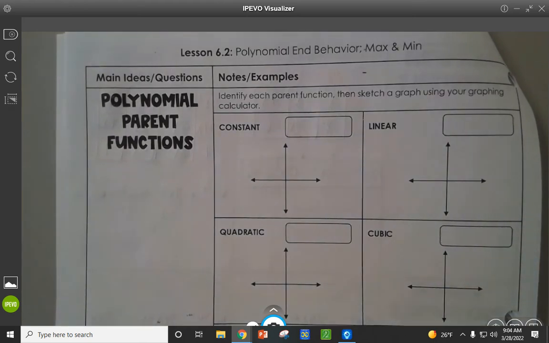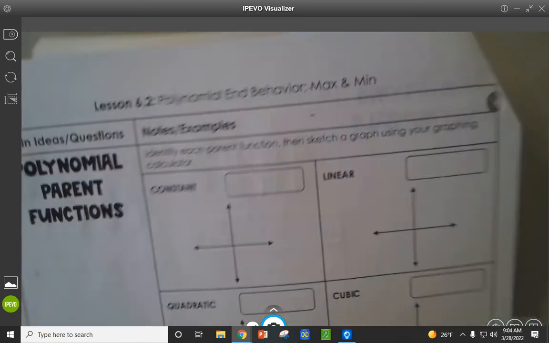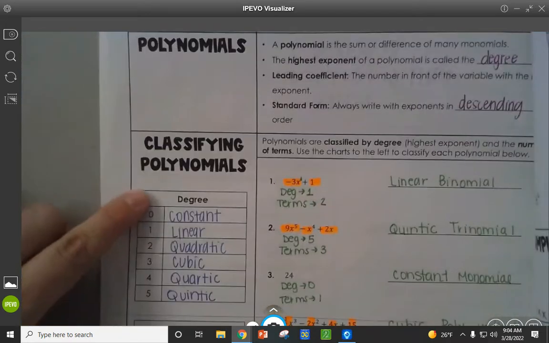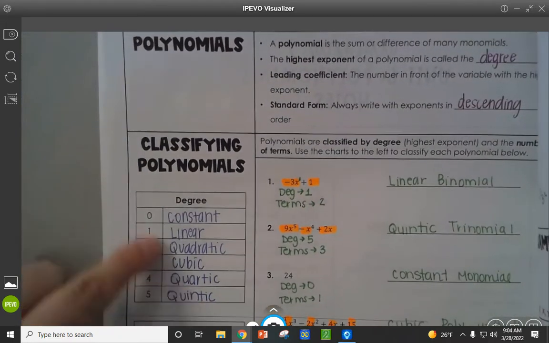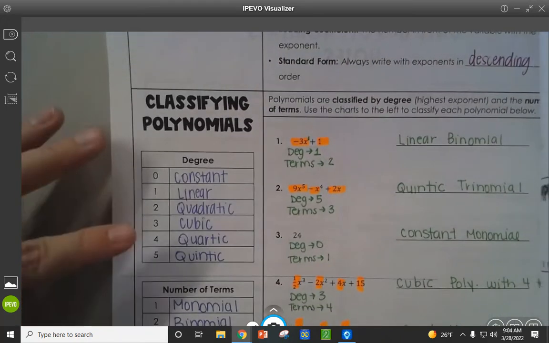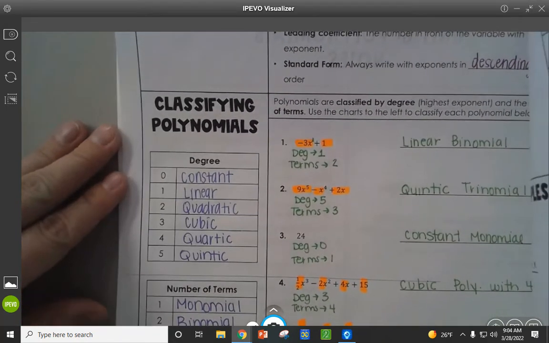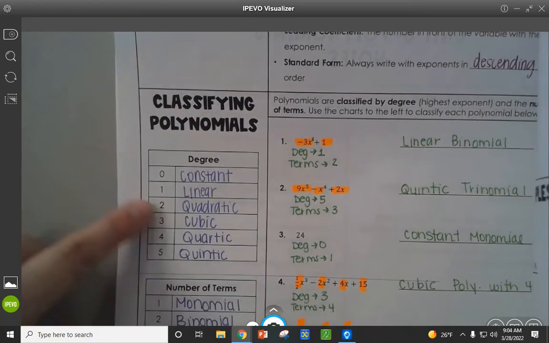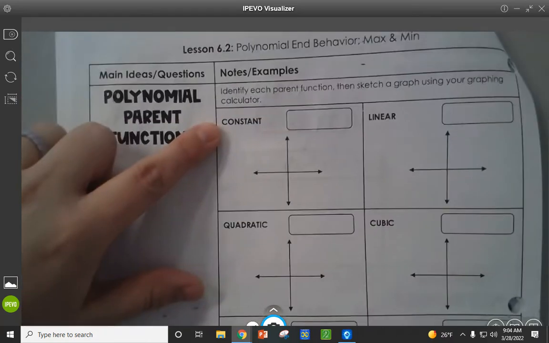Right, so the graphs of polynomials. If we look back to where we named them, these are the graphs that we're going to look at. So not specifically if it's a monomial, binomial. That really doesn't matter with the shape of the graph. We're looking at these. So the first one is the constant.